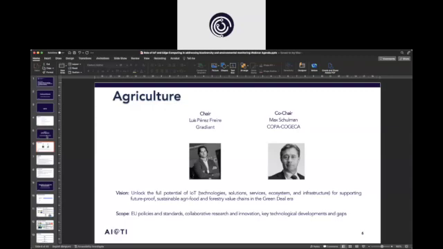Our working group is about how to realize the potential of Internet of Things technologies for supporting agri-food and forestry value chains in this new situation that we are living, which is very well expressed by the Green Deal policies, as we will see a bit later. The scope of the activity in our working group covers both policies and standards at the European level, collaborative research and innovation, and we also deal with the key technological developments and gaps in the field.